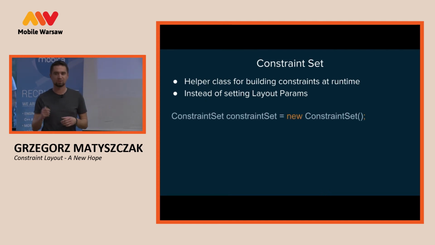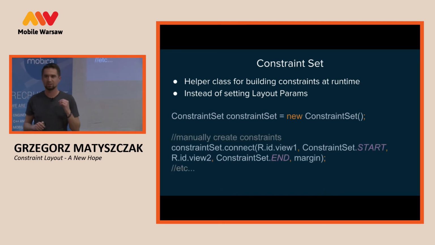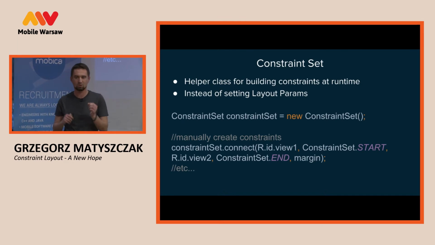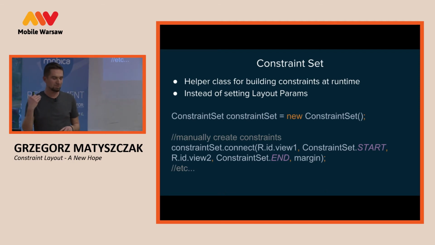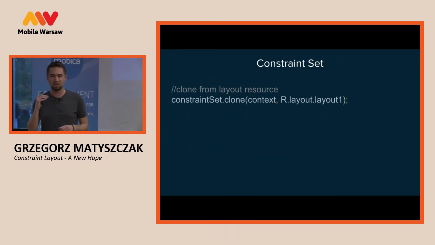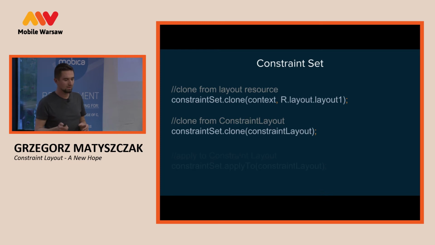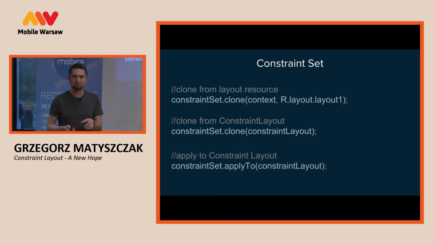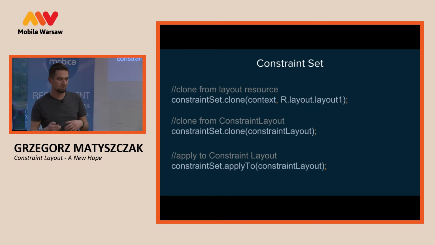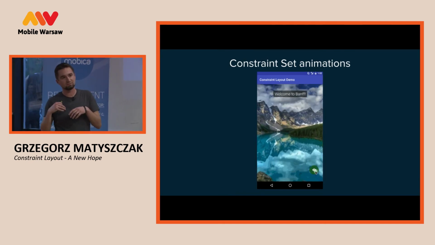How do we use it? We simply create a constraint set object. And we actually have 3 ways to create the connections. The first one is to connect all the views manually by all the methods that are shipped to us from the API. The other way is to clone it from a layout resource. Or the third way is to clone it directly from the constraint layout object. And when we do it, we can simply apply our constraint set to the constraint layout object. And then all the connections are already there. Another cool feature about that is we can simply create constraint layout animations.